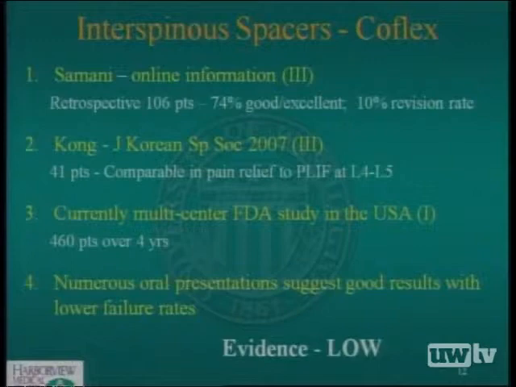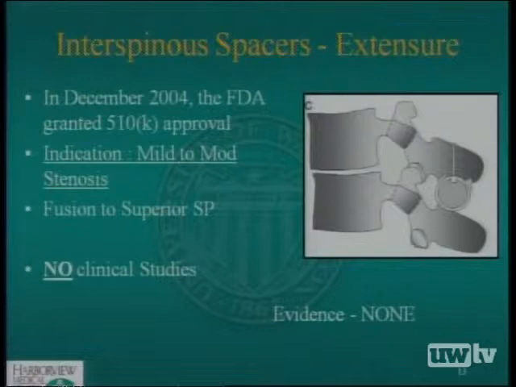Other ones to just mention, there's this Extensure. Its indication is for mild to moderate stenosis. There are no clinical studies at all with this. This uses an allograft, and the idea is you get this diffused to the spinous process above and provide a little bit of extension. We have the Wallace.